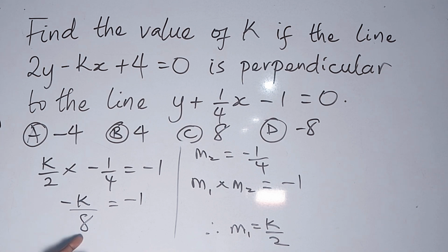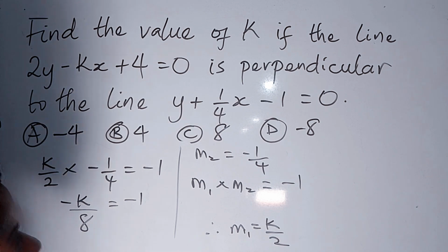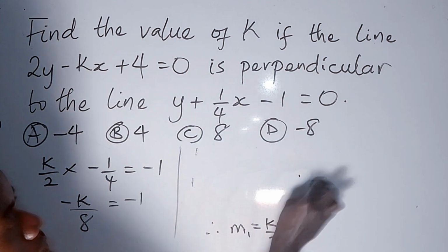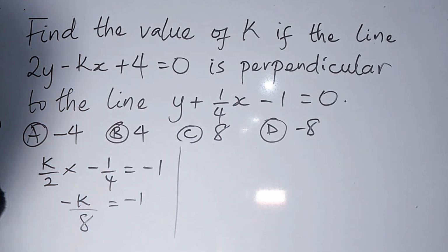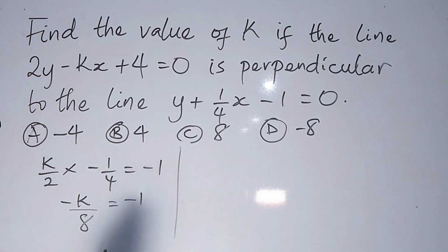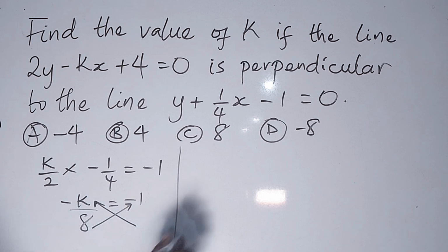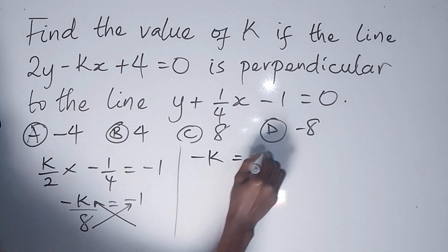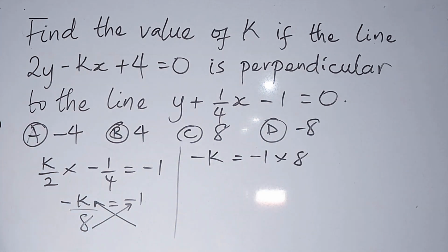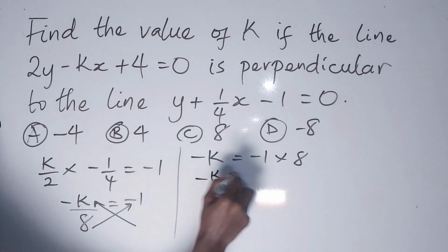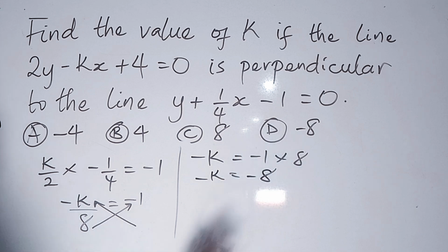So from here, we'll cross multiply. Whatever is here will go to that side. So 8 will go and join minus 1 and multiply it. There's nothing on the other side, so you have only your minus k left alone, equal to minus 1 times 8. So minus k is equal to minus 8.